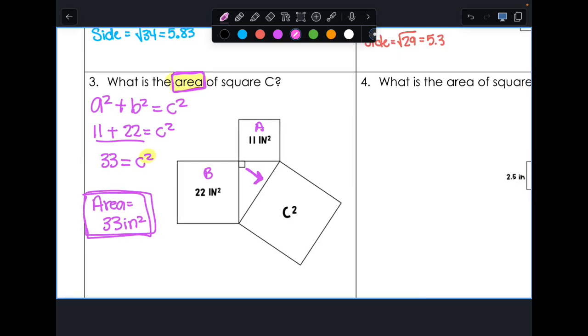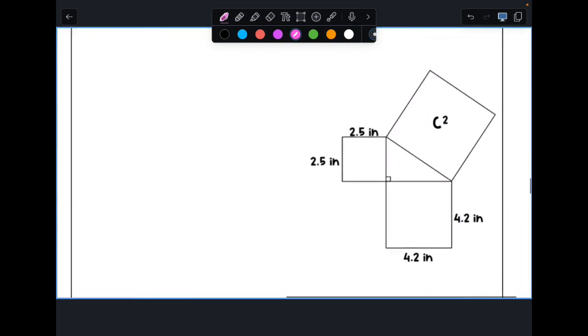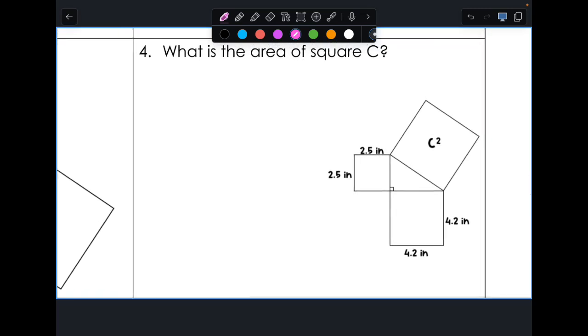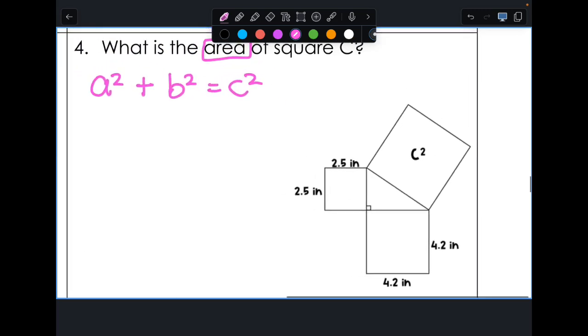Number 4. What are we looking for? The area of square C. I'm going to write A squared plus B squared equals C squared. We need which one's box A, first of all? The small one. Then we need box B. C is always across from the right angle. Now, what's different about this problem? Instead of giving us the area, what have they given us? The sides. So how do I find the area?